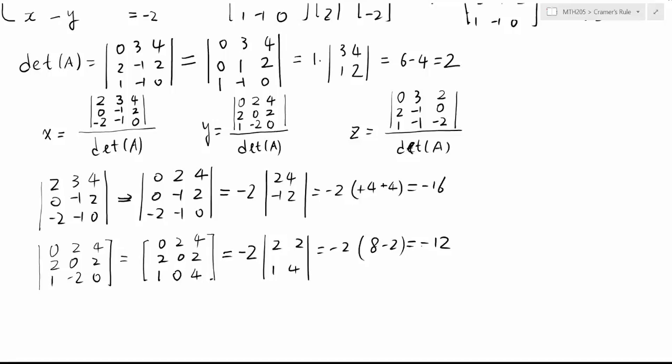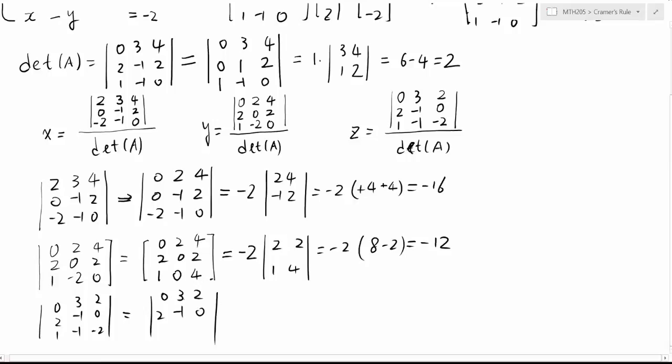We can now find the last determinant, 0, 2, 1, and 3, negative 1, negative 1, 2, 0, negative 2. We do the same thing. Add the first row to the last row. Then we have 0, 3, 2, and 2, negative 1, 0, and then we have 1, 2, and 0.